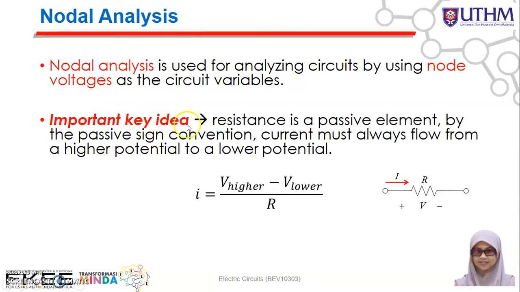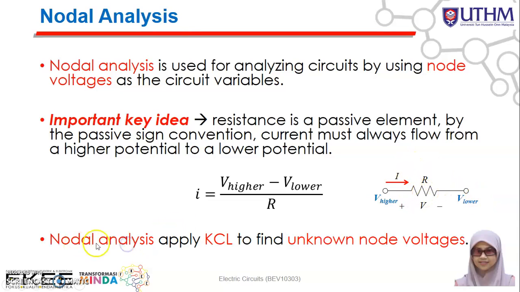The important key idea here is that we consider resistance a passive element. By using the passive sign convention, current must always flow from higher potential to lower potential. Referring to this diagram, you have a resistor considered as a passive element. Following the passive sign convention, the current I flows from the positive terminal to the negative terminal. So I will be equal to V higher minus V lower, divided by R.